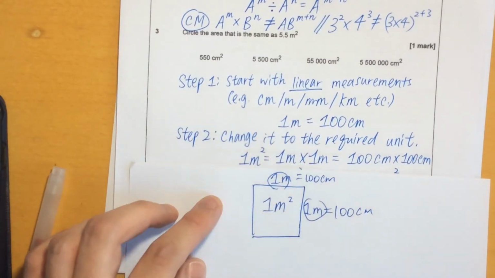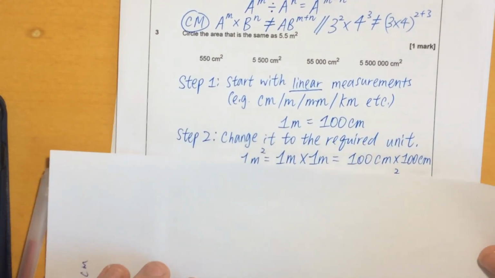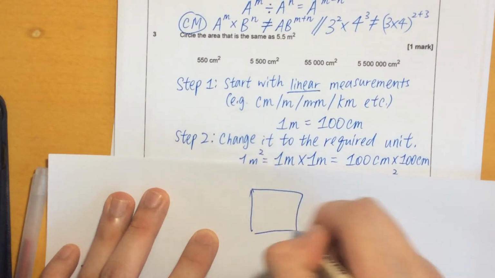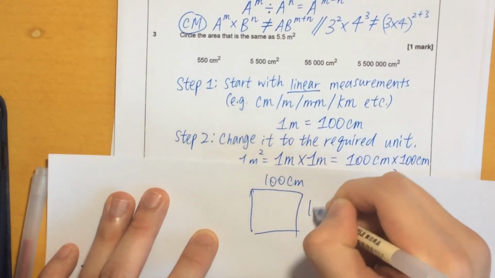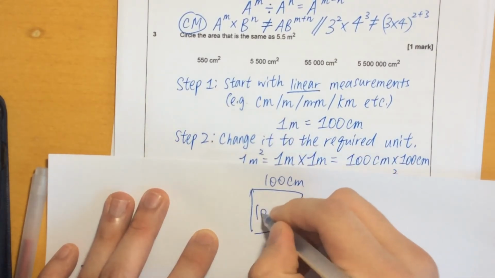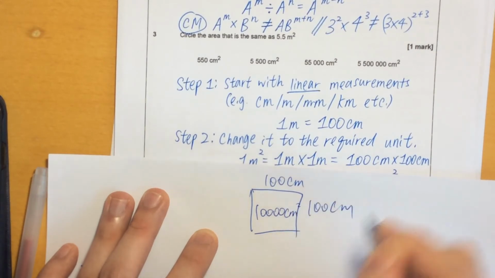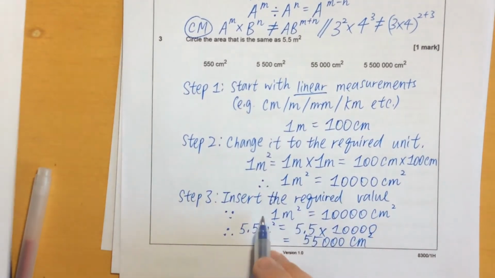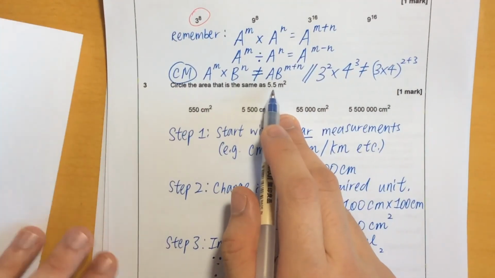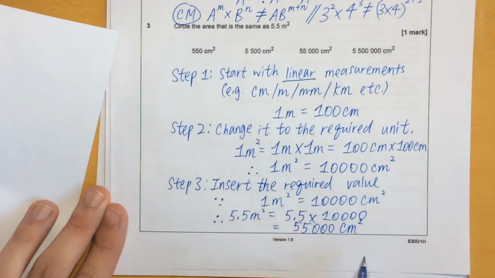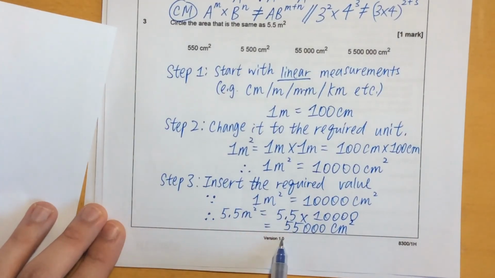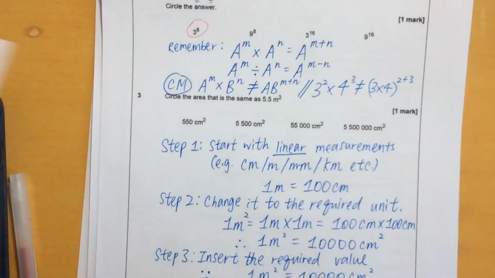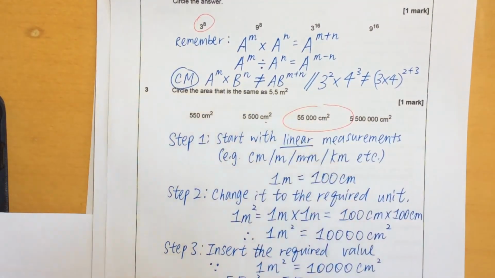So we can actually say that 1 meter squared equals 100 cm times 100 cm, which is 10,000 cm squared. Okay, 10,000? Yeah, 10,000 cm squared. So I wrote this here. And finally, you need 5.5 meters squared, right? So you already found 1 m squared, then just times 5.5. You get 55,000 cm squared. So the answer is the third choice, this one. And that's it.